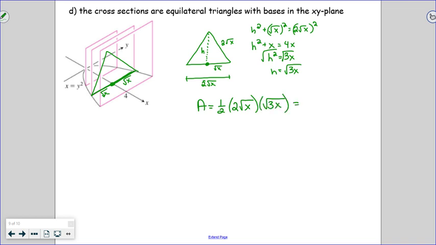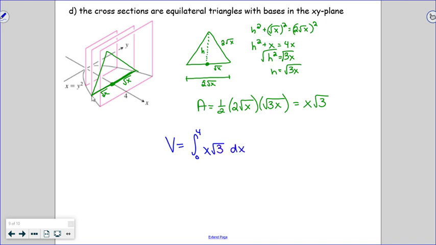Okay, and going through that, 1/2 times 2 is 1. Square root of x times square root of x is x, and that square root of 3 will stay inside, so we'd get x square root of 3. Same direction that we are stacking up our triangles down to our x-axis, so we're still integrating from 0 to 4. Area of our cross-section is x square root of 3 in terms of x.